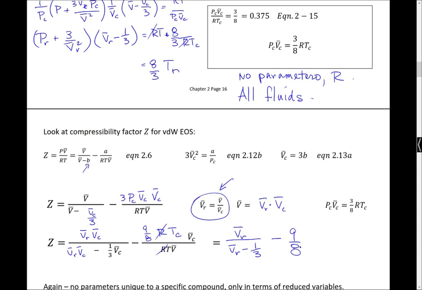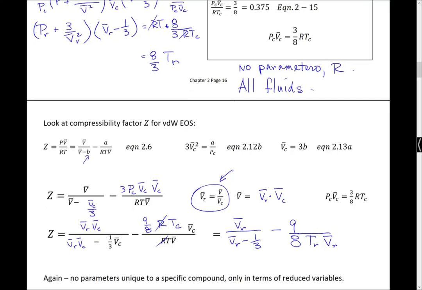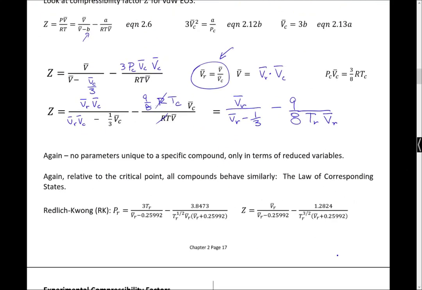And we've got temperature times molar volume, and then the critical temperature and the critical molar volume. So that tells me in the denominator, I'm going to have T reduced and V reduced. Make sense? And again, we ended up with an equation that has no parameter A, no parameter B, and there is no gas constant. Works for all fluids. That tells us this is also following the law of corresponding states. And that's what that's stated there.